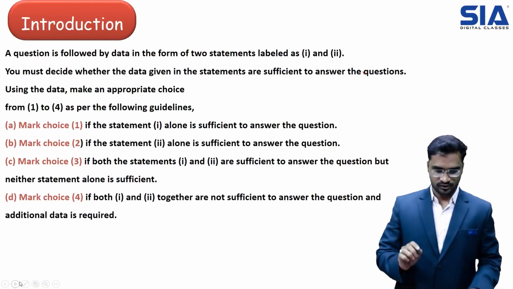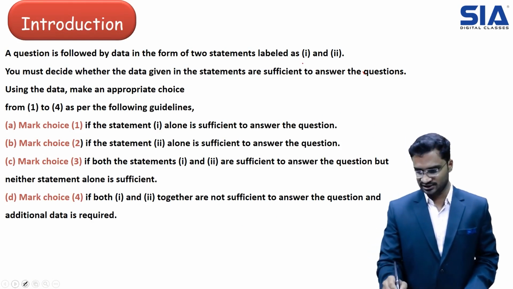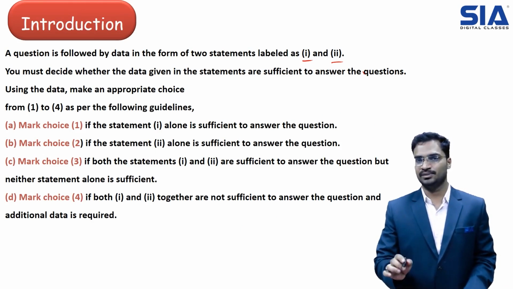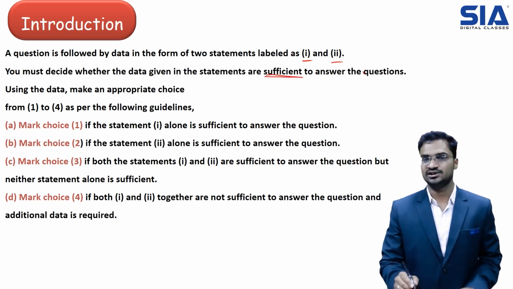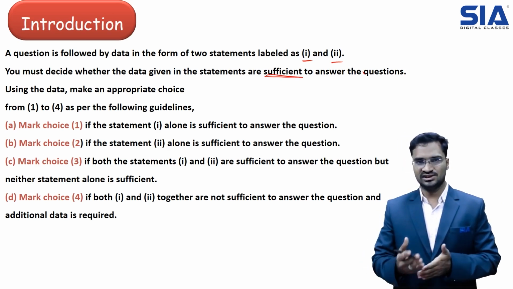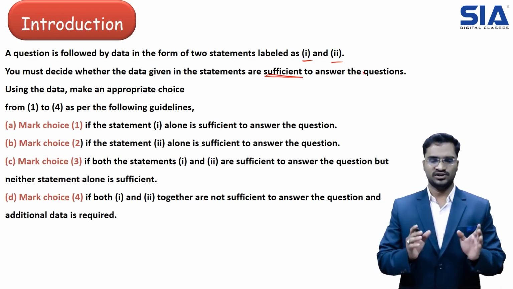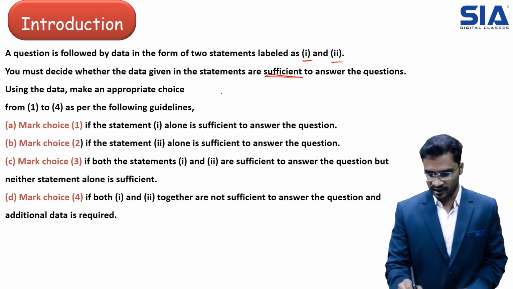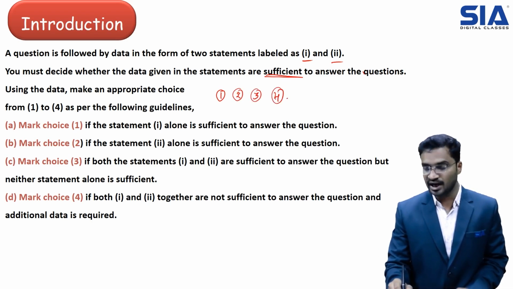A question is followed by data in the form of 2 statements labeled as statement 1 and statement 2. Now you must decide whether the data given in the statements are sufficient to answer the question. So what we have to tell is if the data is sufficient or not. If the data is sufficient, we have to say yes. If the data is not sufficient, we have to say no. Using the data, make an appropriate choice from 1 to 4.